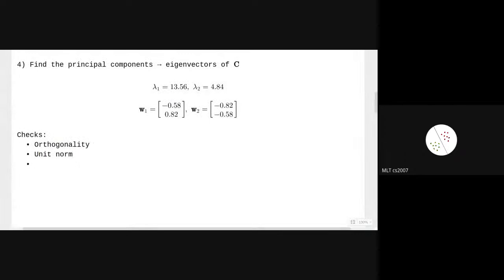So this works. Oh, there is one more check. This alone is not enough. Ideally, you must do one more check. What is that check?